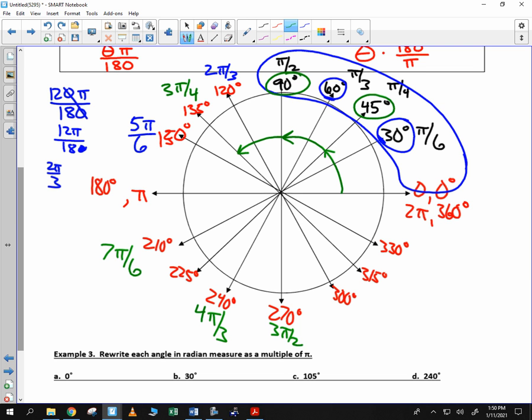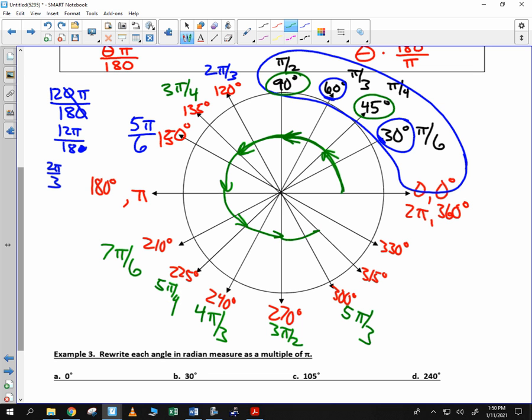225, well, it's going to be a 45. We had 1 of the 45s, 2 of the 45s, 3, 4, and 5. 5 of the 45, so 5 pi over 4. 300 is divisible by 60 5 times, so 5 pi over 3.